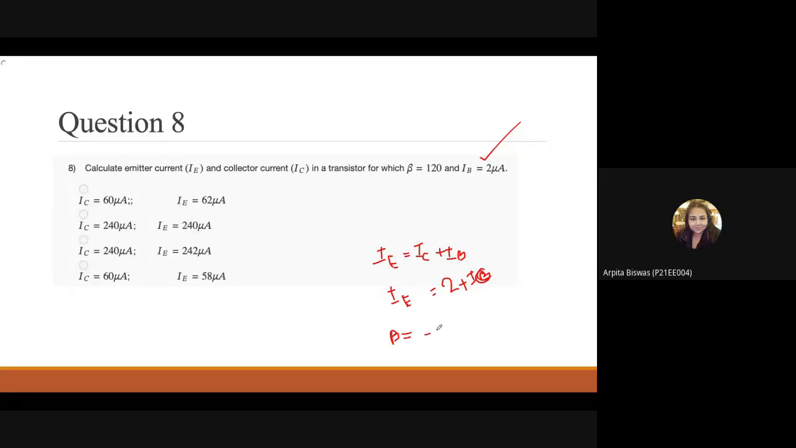IC by IB. The beta value is given in the question. So from here we can calculate the value of IC: beta into IB. So beta into IB equals 240.